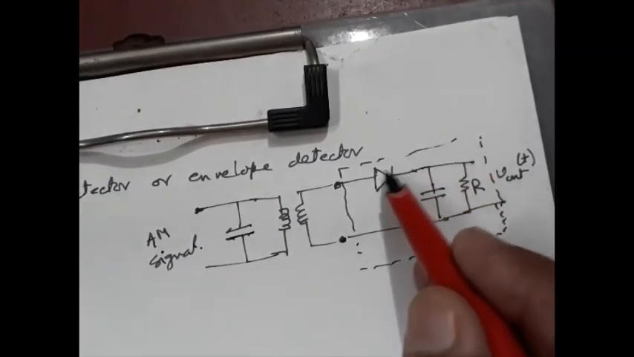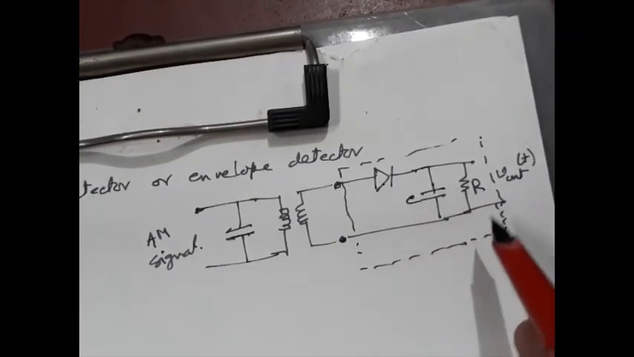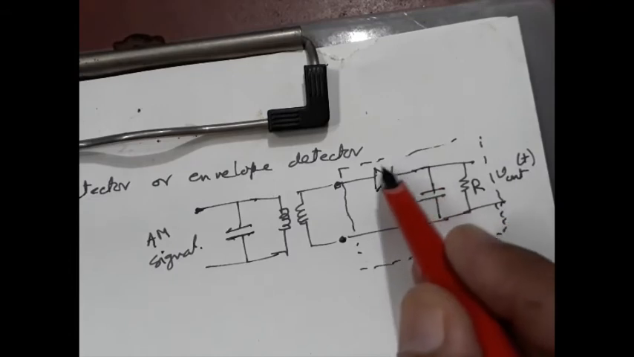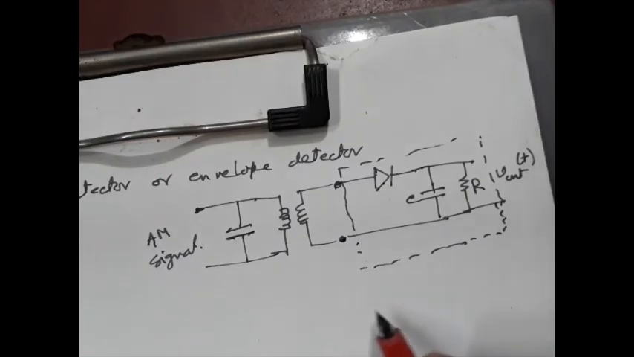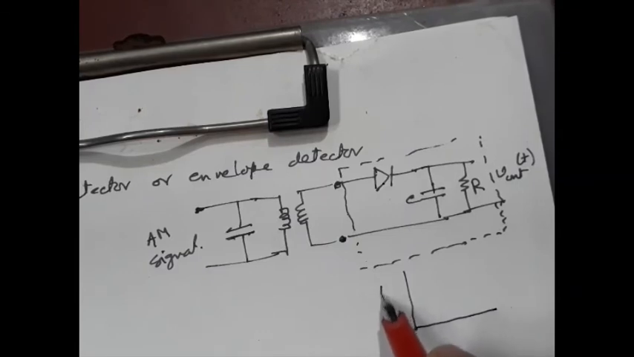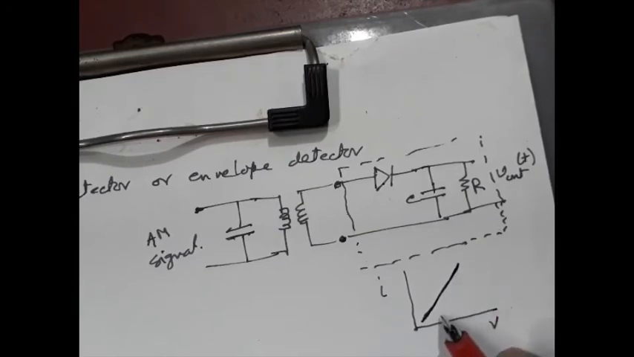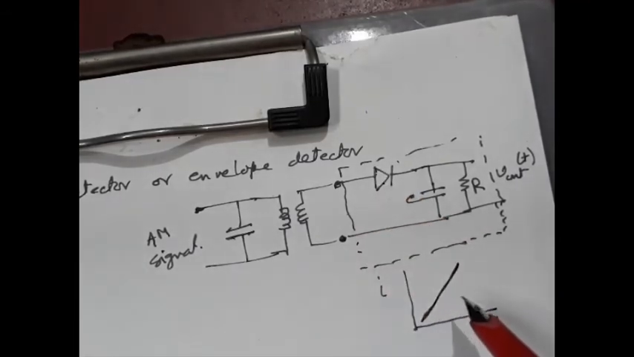So the basic circuit consists of a simple diode, a capacitor and a resistor. It's a kind of peak detector. So let us try to understand how it works. For this case, the diode should operate in the linear region of its IV characteristics. That means this diode should work just like a rectifier.